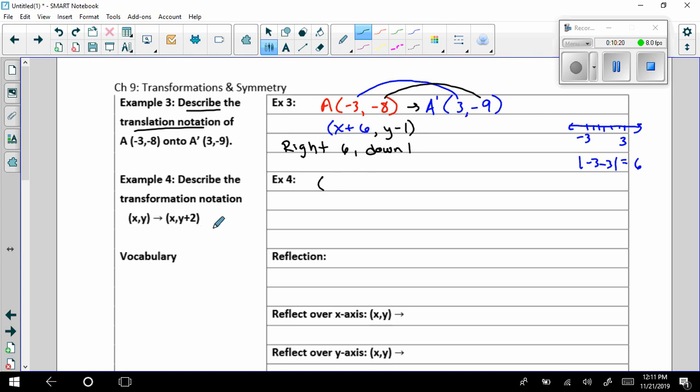Here, same thing. This is in notation form, so we see from here, we move from x to x. So we don't move left, right at all. We don't need to describe anything there. Our y's, though, do shift by 2, and it's positive 2. The y-axis goes up, down. So we're going up. So this shifts up 2.